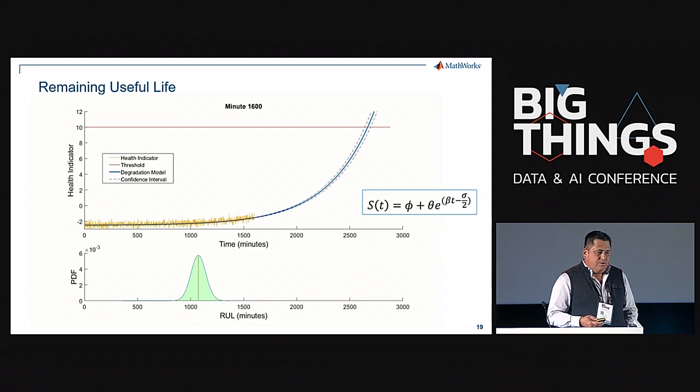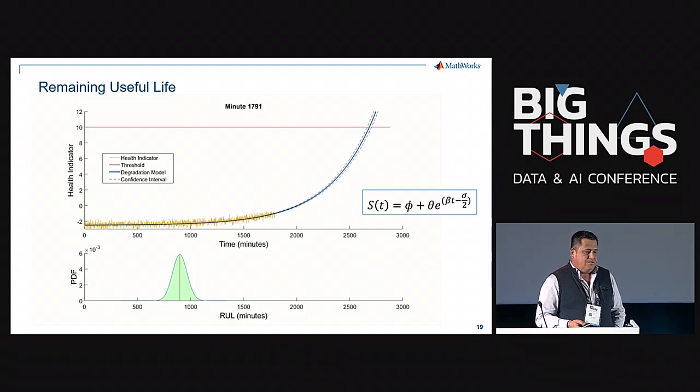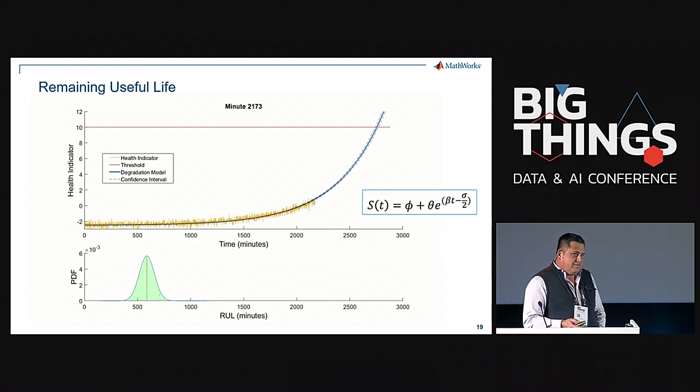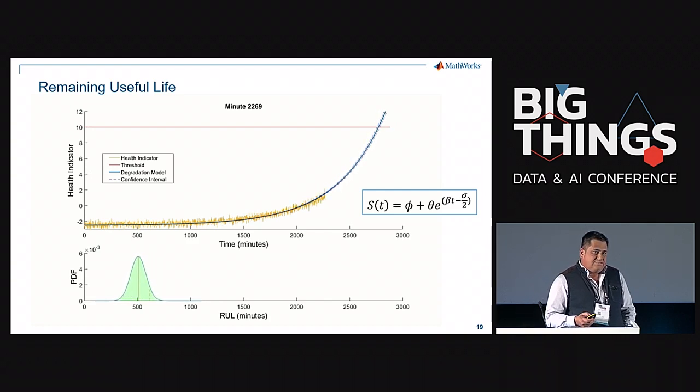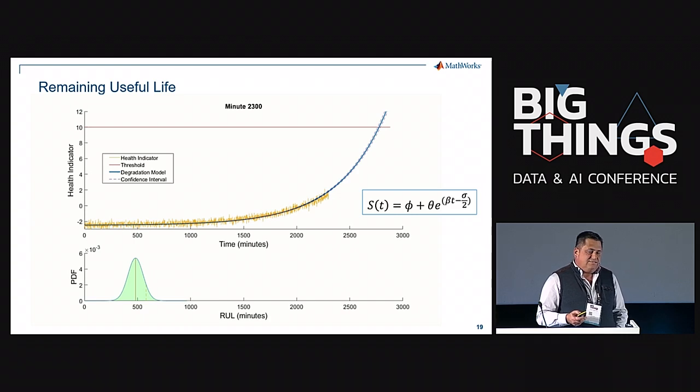On the bottom, we see the likelihood of the remaining useful life. As you can see, as time progresses, the distribution moves to the left. The most important thing about this approach is that as time progresses, the confidence estimates are narrowing to the true value of the remaining useful life, which is important.